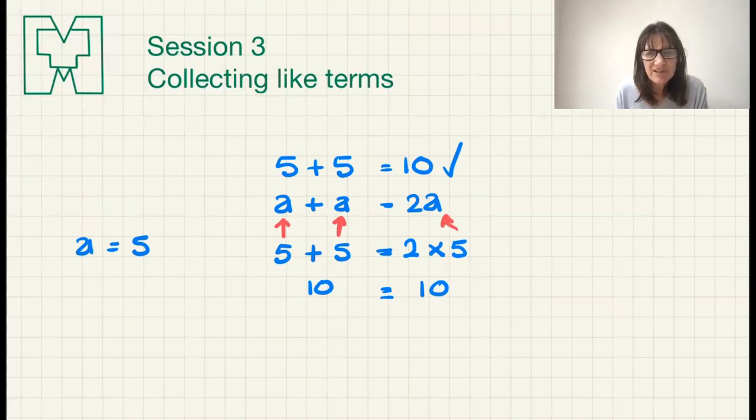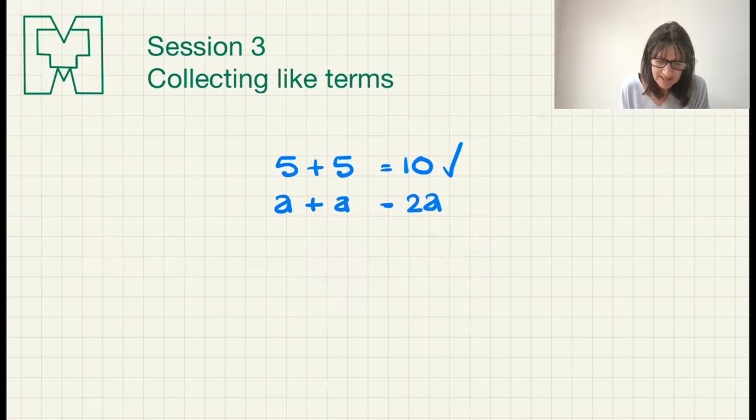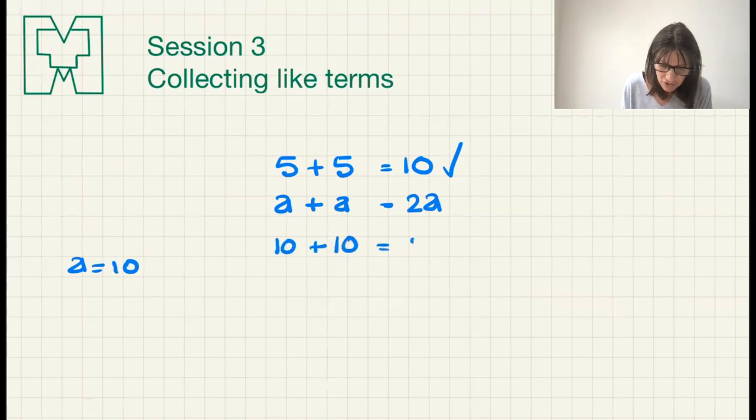Is that true though every time, or is it just working because I put 5 in? Well, let's choose a different number for A and just see what happens. Let's put in A is equal to 10. That's going to give me 10 here and another 10 there, and then 2 times 10. So I've changed all the A's into 10. And when I do the maths, 10 plus 10 is 20. And 2 times 10 is 20. So that's working really, really nicely.